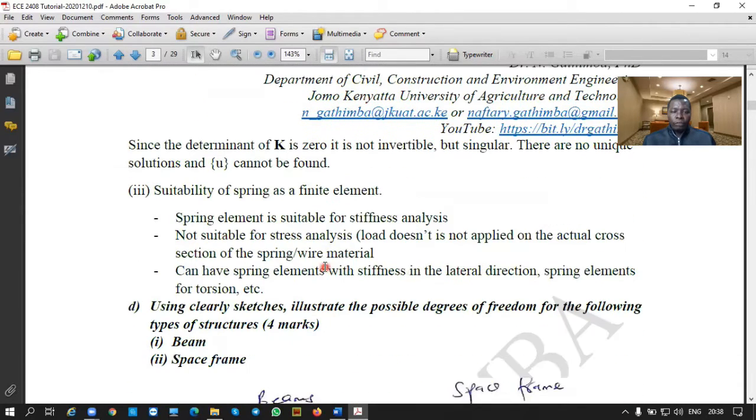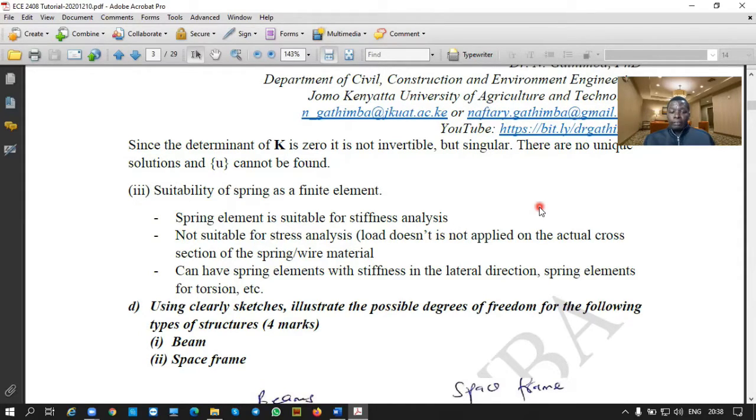Okay. So finally, commenting on the suitability, of course, we say they are not suitable for stiffness analysis. This was in lesson 2. And because the load is actually not applied on the cross-section. Remember, it's a spring, so it's force over an area. So the load is not applied on the cross-section of the spring wire itself. You can use that term in code.